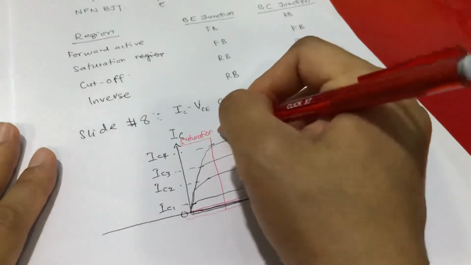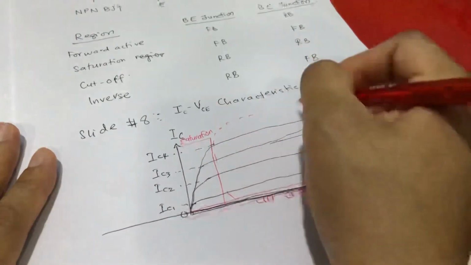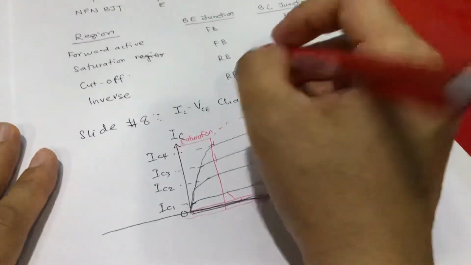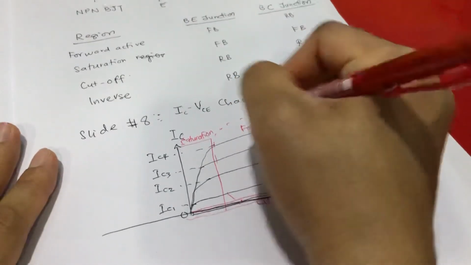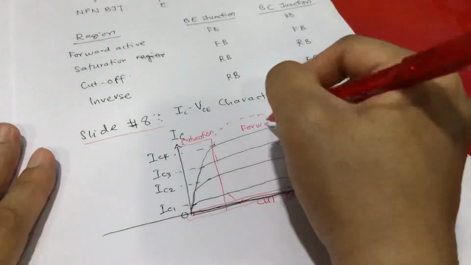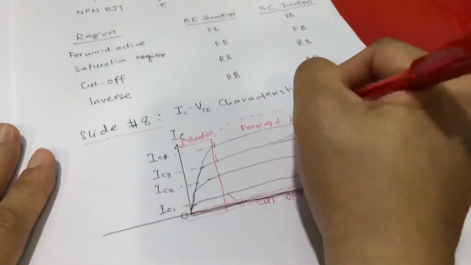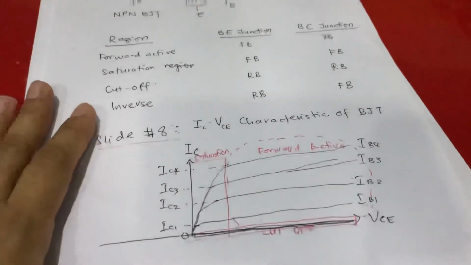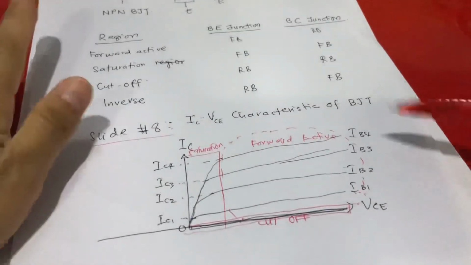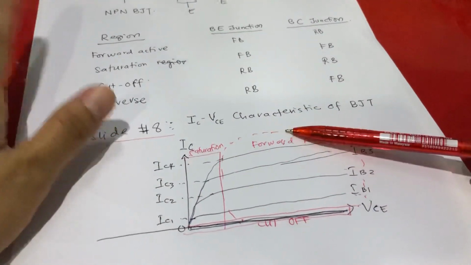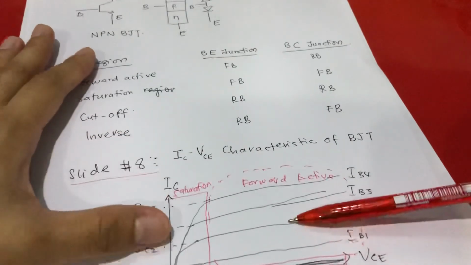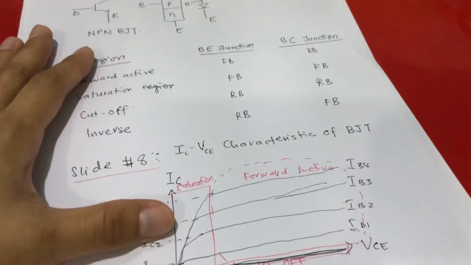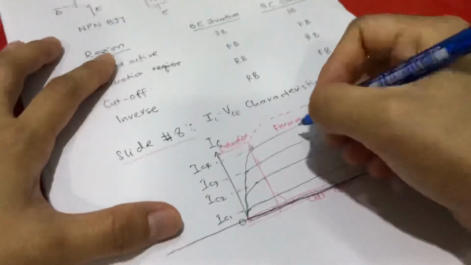And then the rest here is the forward active region. You can refer to slide number 8. Why do we need to learn this? Because when the BJT is in the forward active region, it is behaving like an amplifier.